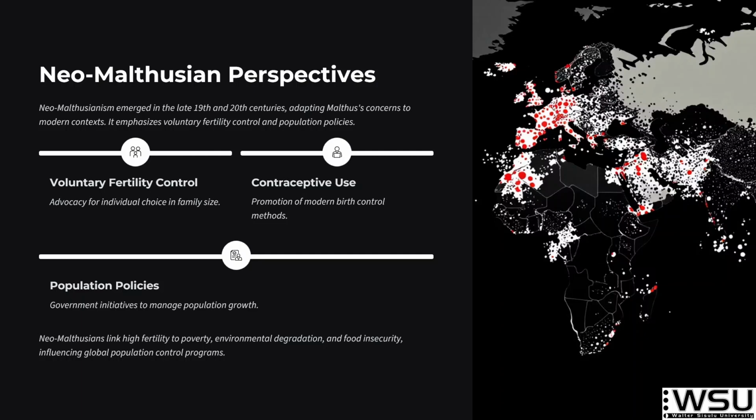Okay, so voluntary fertility control is advocacy for individual choice in family size. So you need to choose the family size that you're going to have. The contraceptive use issue is that there must be a promotion of modern birth control methods, the different types of modern birth control methods. These are the things that people started talking about in the late 19th century, early 20th century.